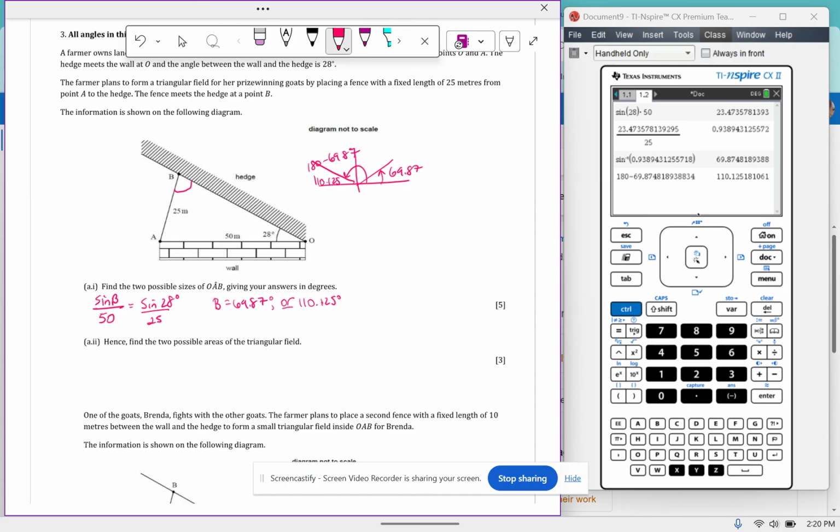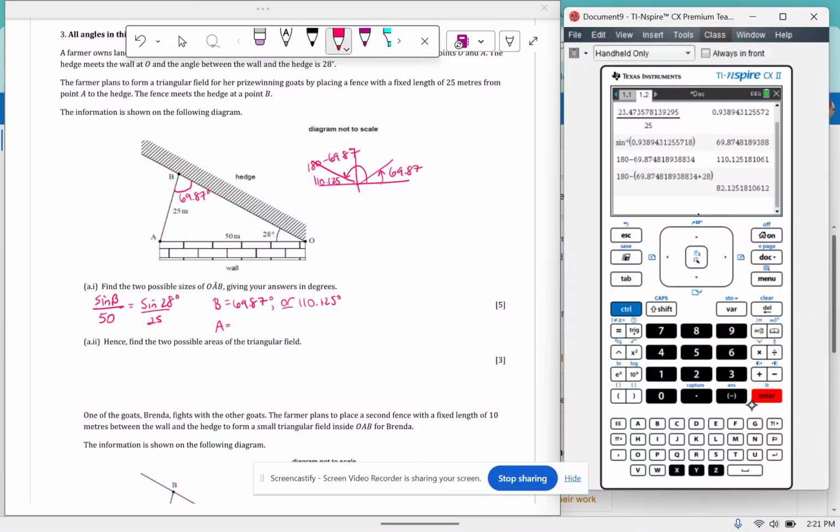If B is 69.87 degrees, then we would have to find angle A by doing 180 minus, in parentheses, the degrees for B and the 28 degrees given in the beginning. So I have 82 degrees left over for A, and that came from angle B of 69.87. So it'd be 82.1 degrees for A, or let's see what happens when we have B measuring 110.125.